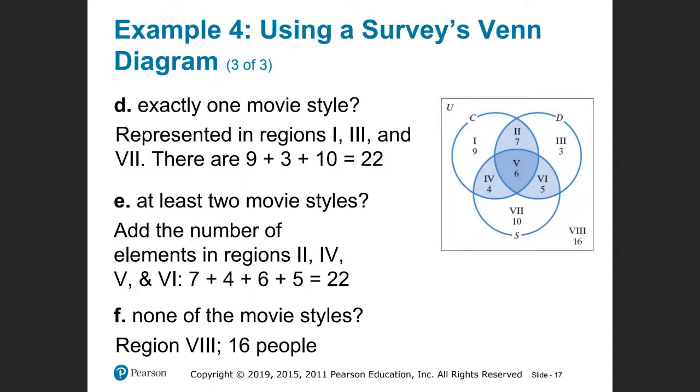Finally, F, none of the movie styles. Okay, that would be region 8, because it's outside all 3 of those circles, which would be 16. And that shows you how you can use Venn diagrams to interpret surveys.